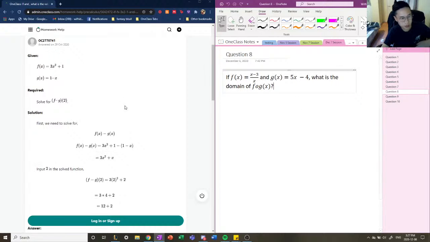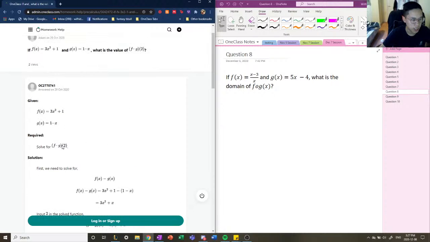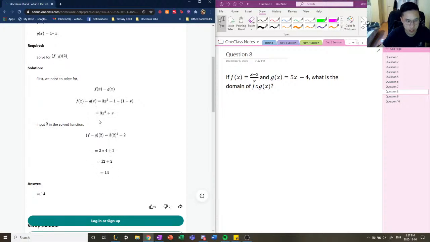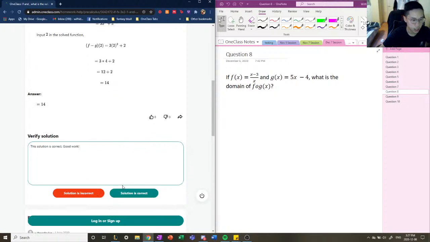So let me just write out the comment for this. The solution is correct. Basically, before I go on to the next question, I just subtracted the general function for both from each other, and thankfully they came up with a polynomial function, and we just plugged in 2 to find the value of this function, which is just a quadratic function. So this solution is correct. Good work.